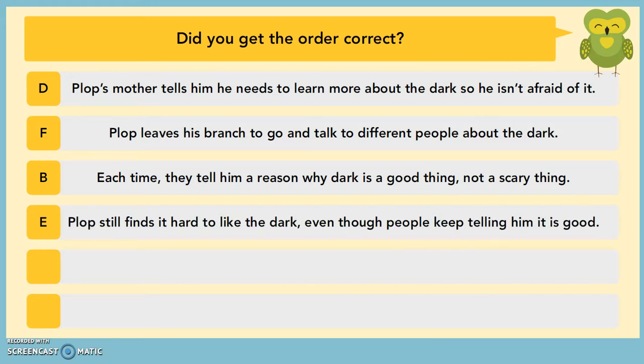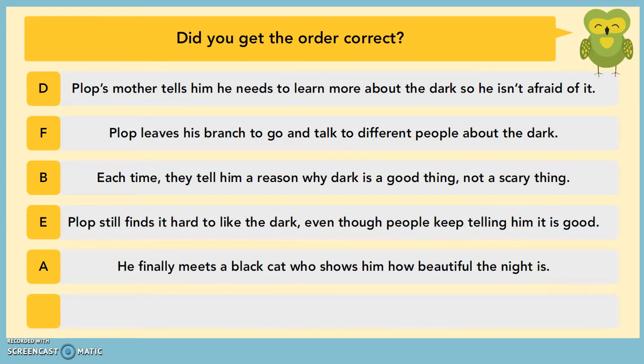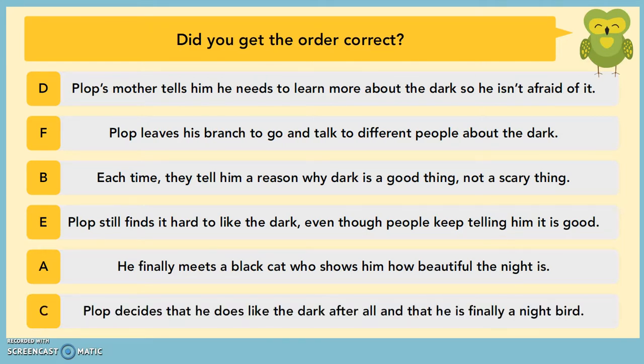The fourth event is E. Plop still finds it hard to like the dark, even though people keep telling him it is a good thing. Our fifth and penultimate event is A. He finally meets a black cat who shows him how beautiful the night is. And our final event, the 6th thing that happens, is C. Plop decides that he does like the dark after all, and that he is finally a night bird.